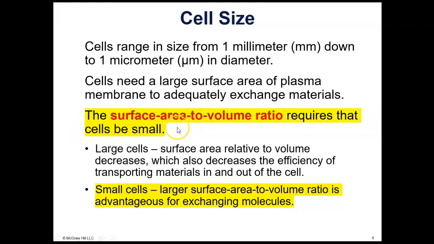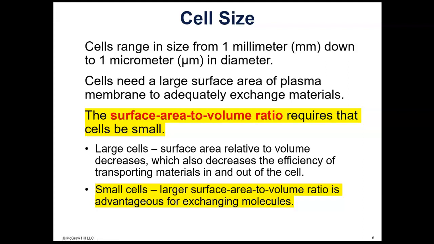So there's a reason that cells are so small, and it has to do with their surface area to volume ratio. The outside of the cell is composed of the plasma membrane. In animal cells at least, some cells are surrounded by a cell wall outside of the plasma membrane, but the plasma membrane or cell membrane is the structure that really makes up the surface area. So that's the total area of the surface of the cell.